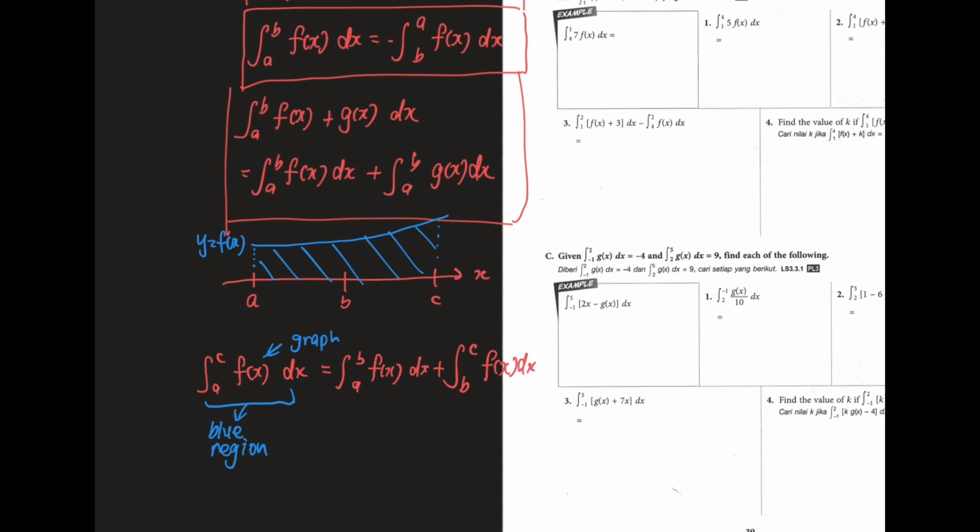Okay, so how to understand it? By using our graph over there. If you integrate from a to b f(x) dx, it's basically the area under the green color region. You integrate that, you get that area, a to b. And let's say I use yellow now. When you integrate b to c, you get the yellow region, from here to here.